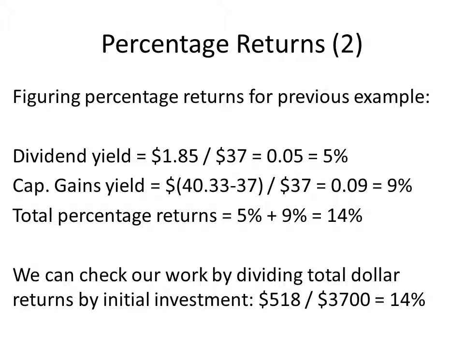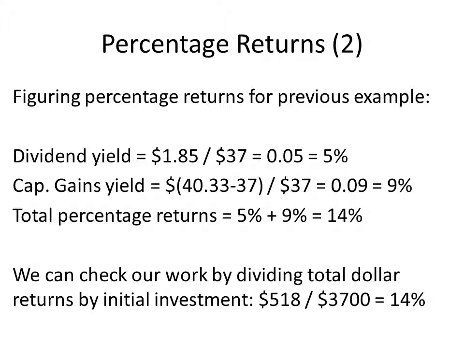Let's use our numbers from previously to calculate the percentage returns. Remember we said that we get $1.85 for our investment of $37. So $1.85 is Div sub t plus 1 and 37 is P sub t. If you do the math, that comes out to 0.05 or 5%. Our capital gains yield is just 40.33, that's the price at the end of the year, minus 37, that's the price at the beginning of the year, divided by 37, the price at the beginning of the year. If you do the math on that one, you get 0.09 or 9%.